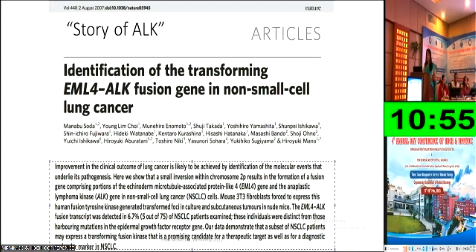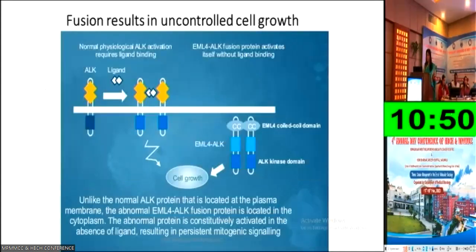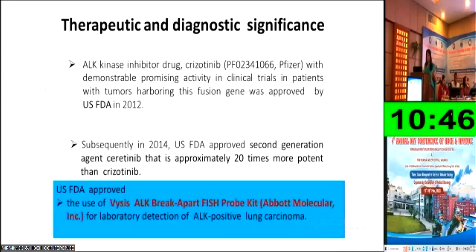So coming to the topic, how to interpret and avoid pitfalls. We all know the success story of ALK. It is an ALK gene rearrangement. EML4 is the most common fusion partner. And whenever there is a fusion, there is activation of the downstream signaling pathway. ALK inhibitors, crizotinib, ceritinib, lorlatinib, everything is approved.